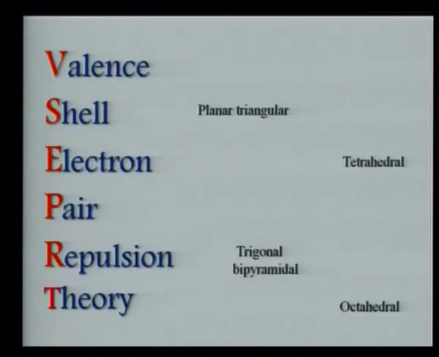Now we can move to valence shell electron pair repulsion theory, because hybridization relates to it also. As we know very well, hybridization means that electron pairs should be situated or arranged in such a way that there is minimum repulsion.